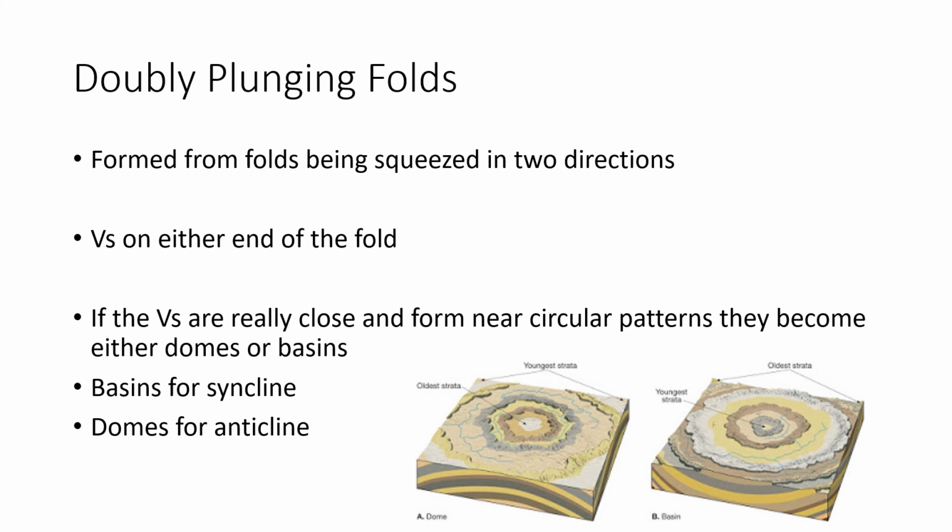Now what happens if you squeeze it on both sides? It gets kind of squirrely, because now we're going to plunge the fold on both sides, squeezing it from two directions. So you're just going to look for strike and dip symbols and the age of the rocks. You're going to have V's on either side. Those V's can get really close, and as they get really close, they'll become more circular. When they become circular, that's when we start forming what are called domes and basins.